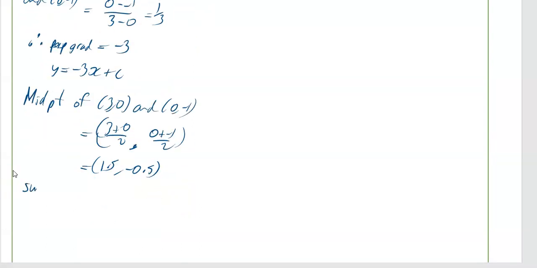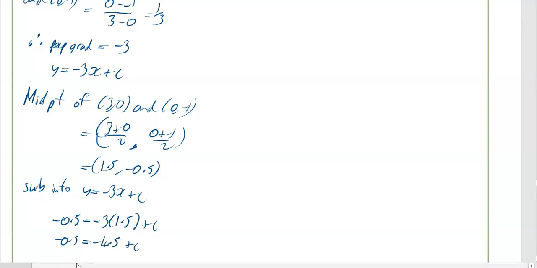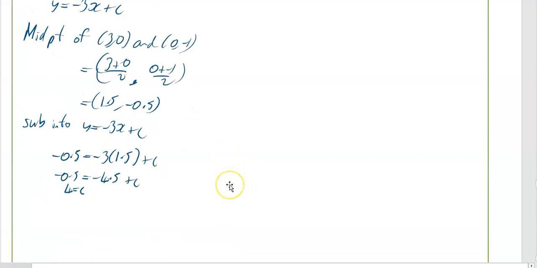So just say sub into y is equal to minus 3x plus c, and that will give you minus 0.5 is equal to minus 3 times 1.5 plus c. So that's minus 0.5 is equal to minus 4.5 plus c. And the minus 4.5 comes across and becomes plus 4.5. So 4.5 minus 0.5 will just give you 4 is equal to your c. And your last line is just rewrite your equation. So your equation is therefore y is equal to minus 3x plus 4. Okay, you're good to go.